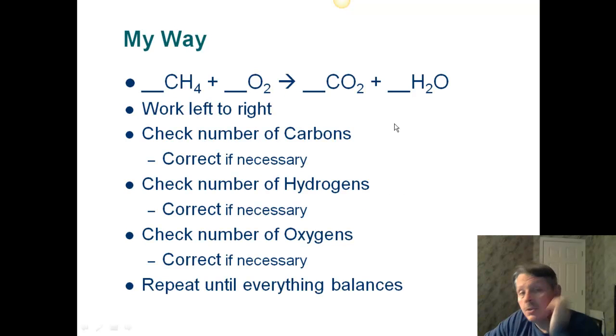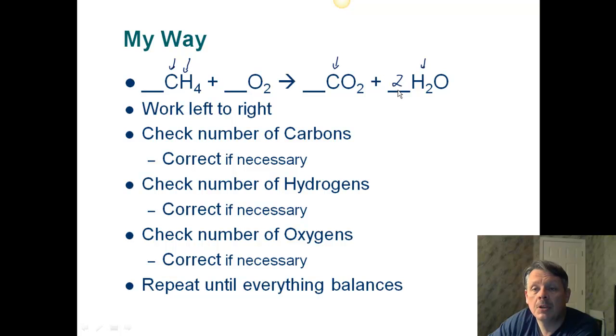What I tend to do is work left to right. There are certain tricks along the way, and I'm going to talk about those in the subsequent slides. But I typically work left to right, so I'm going to check the number of carbons. I have 1 carbon on the left and 1 carbon on the right, so that's okay. I've got 4 hydrogens on the left, and I've only got 2 on the right, so I have to fix that by putting a 2 there. So I now have 4 hydrogens on the right. And I have 4 oxygens on the right, so I have to put a 2 in front of my oxygen to make it 4. And now I go back and check my work.